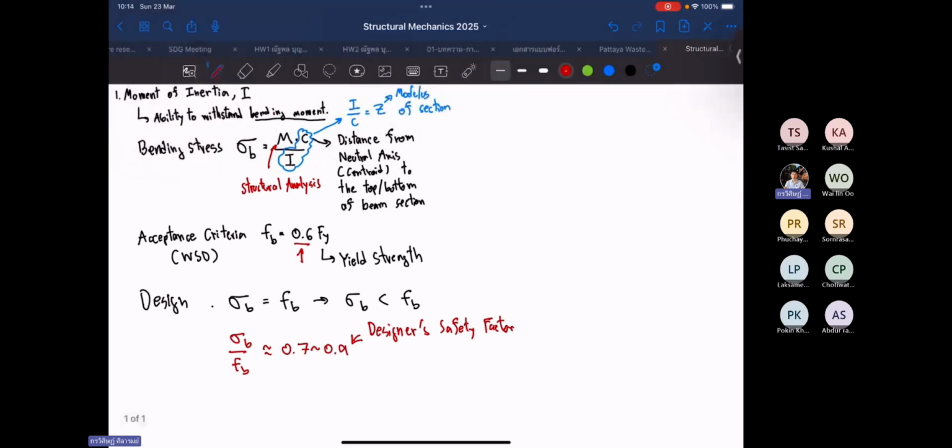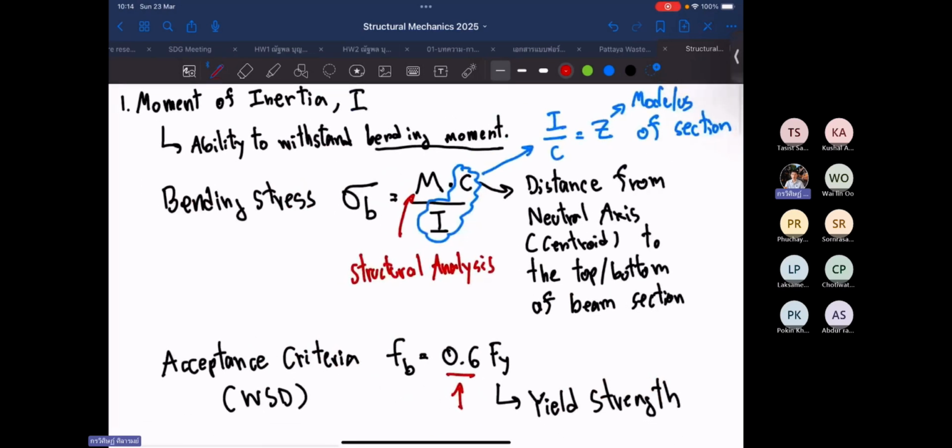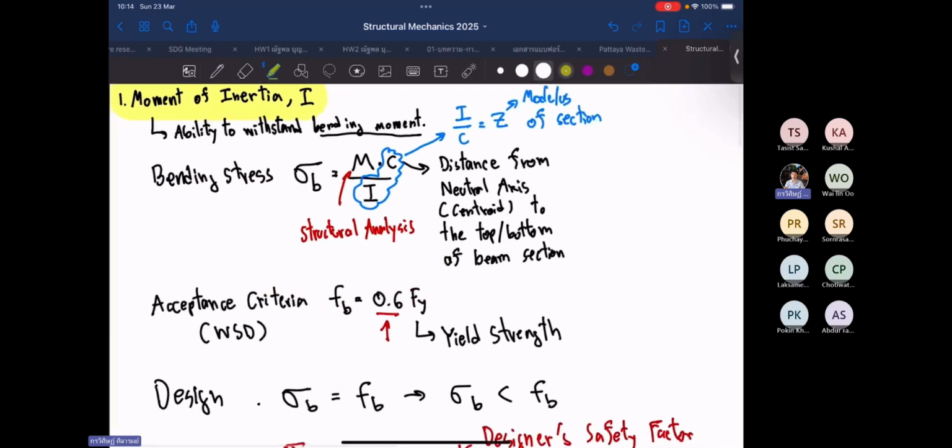Okay, and this one is actually the topics of our final examination. In the first question, I will ask you to determine the moment of inertia of a given section. Then you can get the first parameter in this design formula.